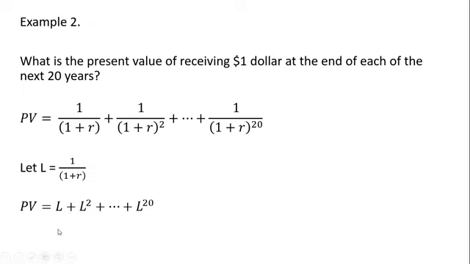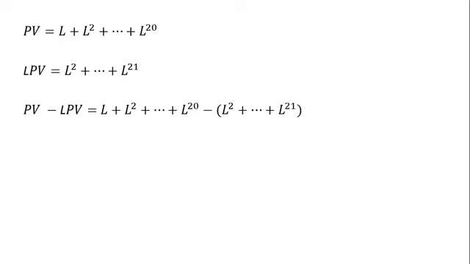So let's create another equation, L times PV. We saw this in the first example. We have this PV equation. Now I'm just going to multiply it through by L. So L times L is L squared. L squared times L is L cubed. All the way up to L to the 20th times L is L raised to the 21st power. So we have our PV and LPV equations that we showed on the other slide.